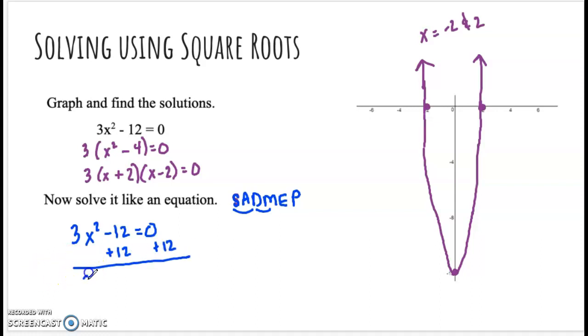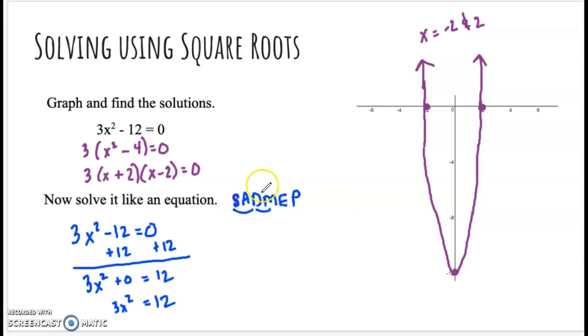So I've got 3x squared. -12 plus 12 makes 0, which is what I wanted. 0 plus 12, that's 12. All right, so far so good. 3x squared plus 0 leaves me with just 3x squared.